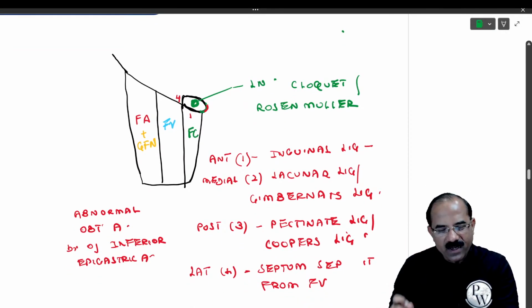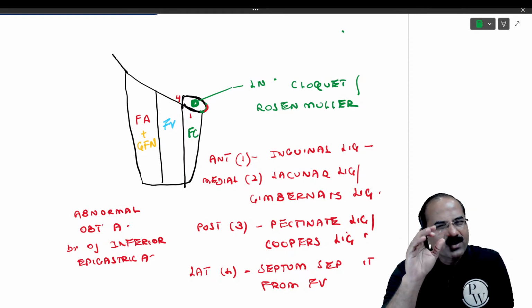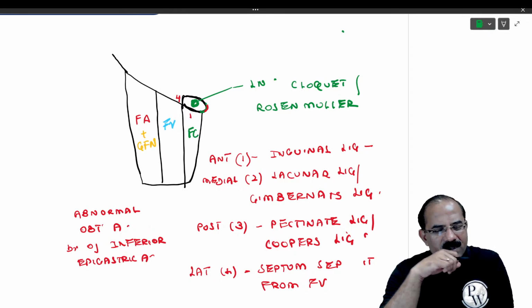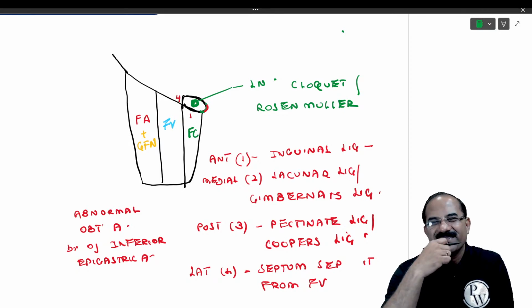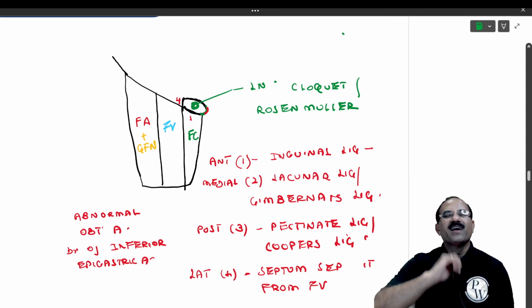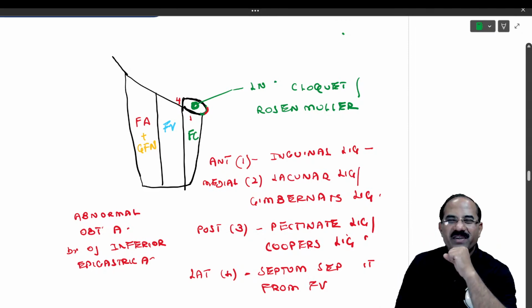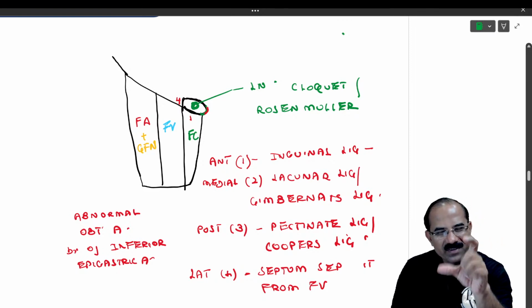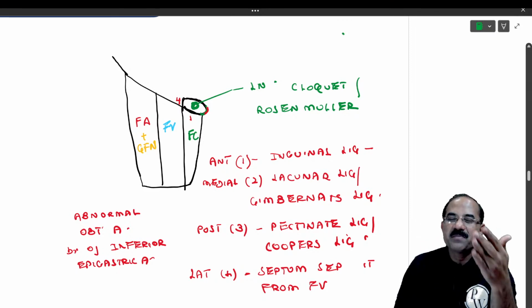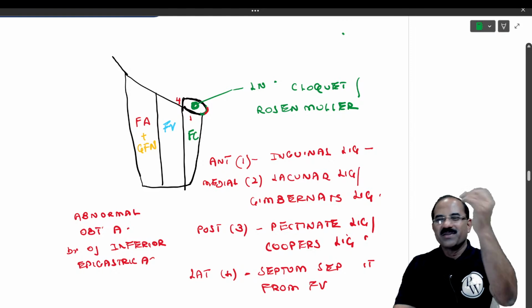So the abnormal obturator artery, I was telling you, is a branch of the inferior epigastric artery. Students, is there a normal obturator artery? What do you say? Yes, there is. So along with the abnormal one, there is also a normal obturator artery, and this obturator artery is a branch of the anterior division of the internal iliac. Very good.